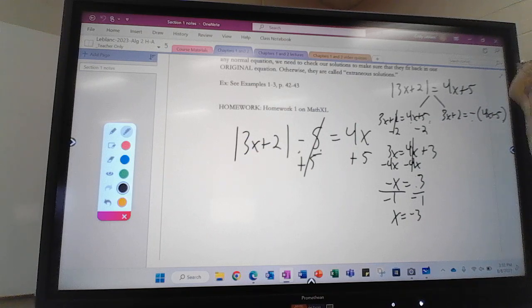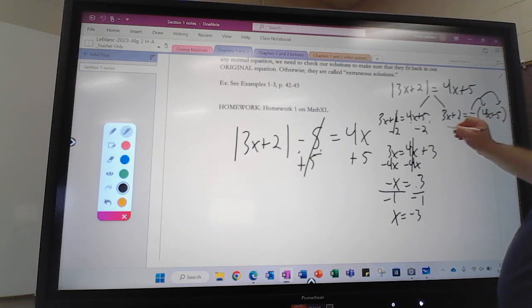On the other side of that, the very first thing that I want to do is distribute that negative sign. So that's technically negative 1 times 4x plus negative 1 times 5. That's that distributive property that we talked about. So 3x plus 2 is equal to negative 4x minus 5. So that just changes the signs of each term in there.